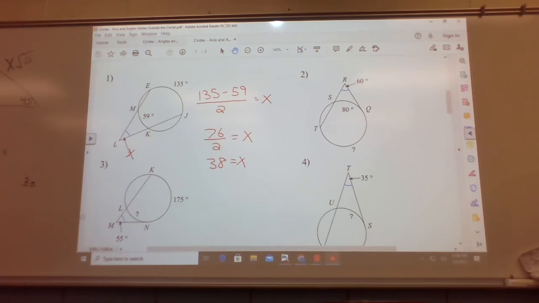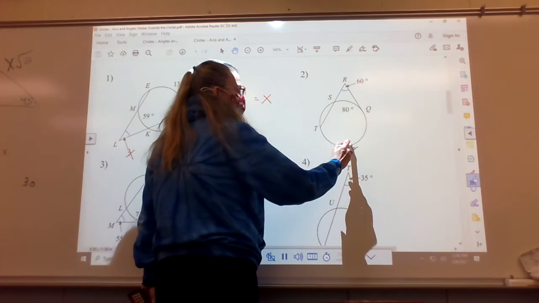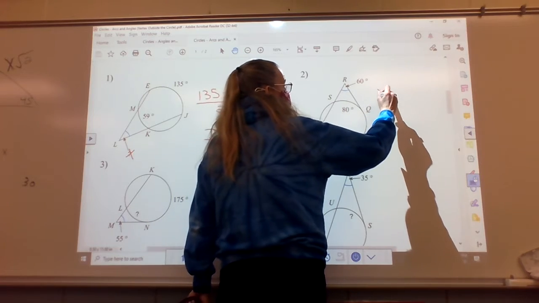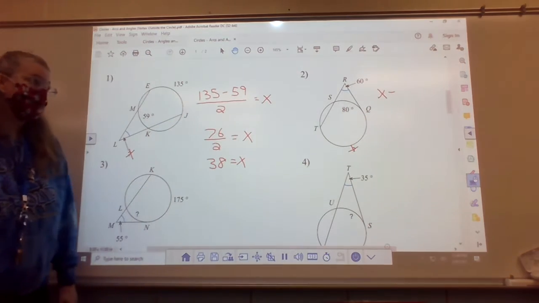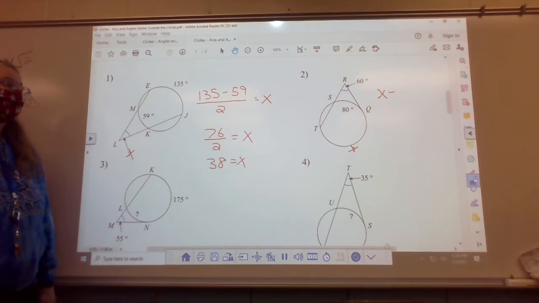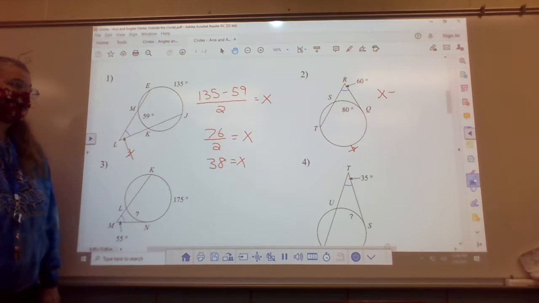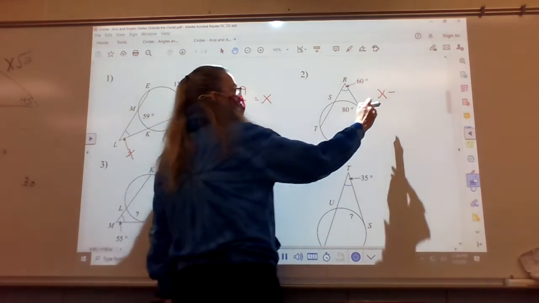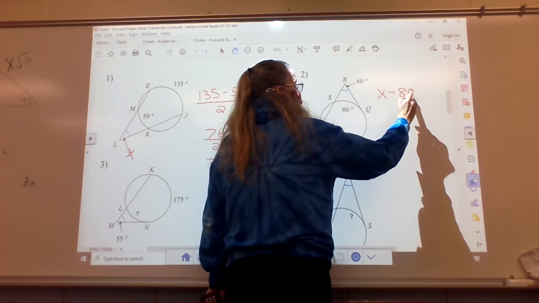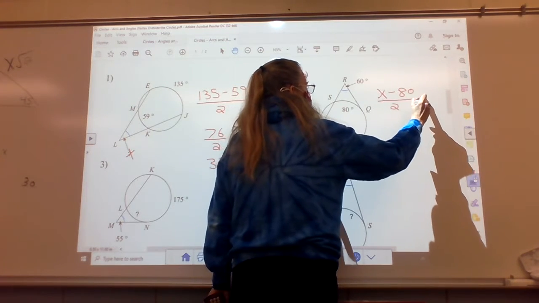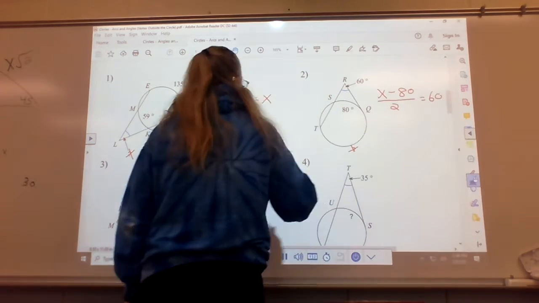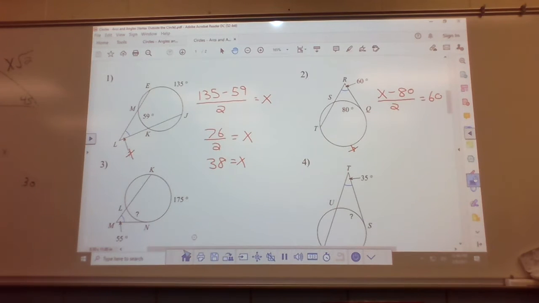Number 2 is still pretty easy, but a little bit trickier. What's my big arc? X. That's what I don't know, so we're going to put an X here. So X minus little arc. What's the little arc? 80. Divide by 2 equals angle. And my angle is 60. There's my set.